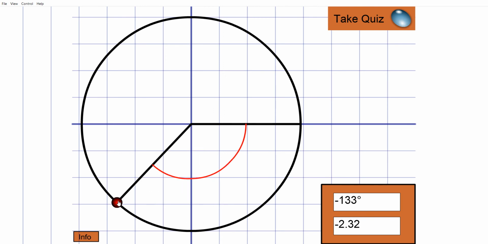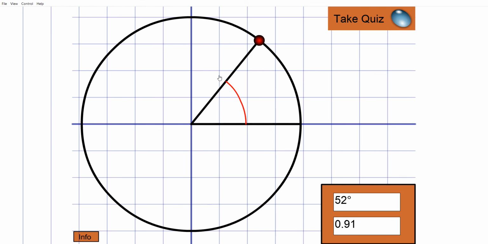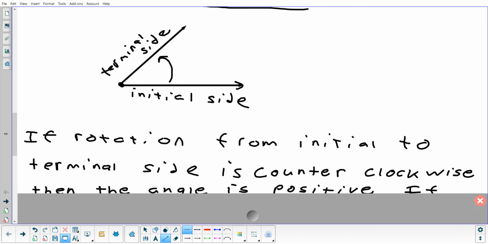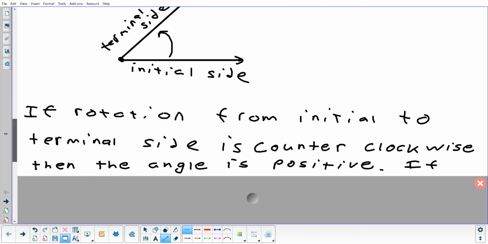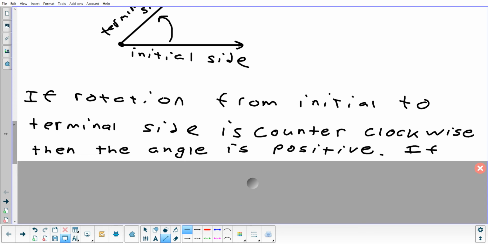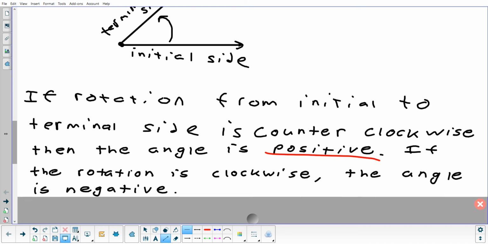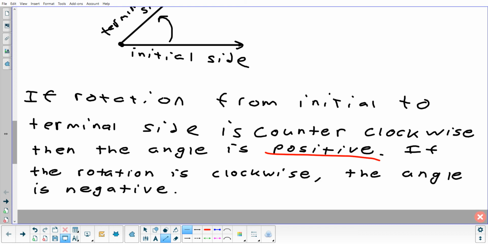So depending on which way the rotation is measured, clockwise or counterclockwise, it controls whether we're talking about a negative angle or a positive angle. Now, given the choice, positive angles are generally what we want to deal with. Positive numbers are always easier than working with negatives. So if you rotate in a counterclockwise direction, the way I just showed you, that gives you a positive angle. If you rotate in a clockwise direction, that's a negative angle.